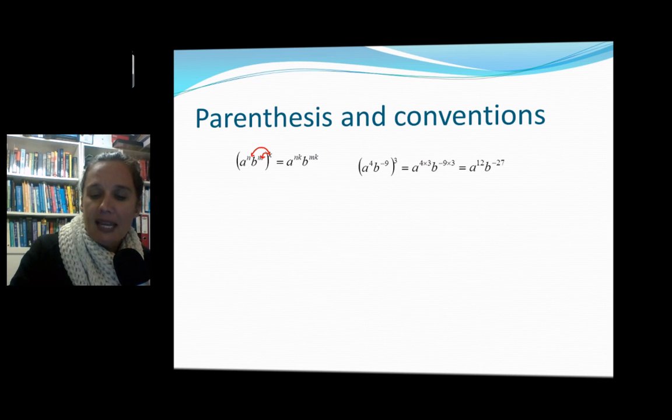So here we've got a to the power of 4, b to the power of negative 9 cubed. So we're going to apply this to both. We have a to the power of 4 times 3 is a to the power of 12. B to the power of negative 9 times 3 here is negative 27. And we could write this here as a to the power of 12 on b to the power of 27 there.